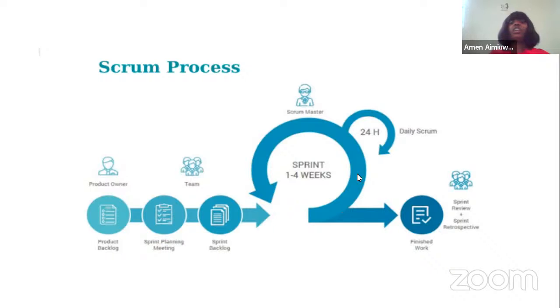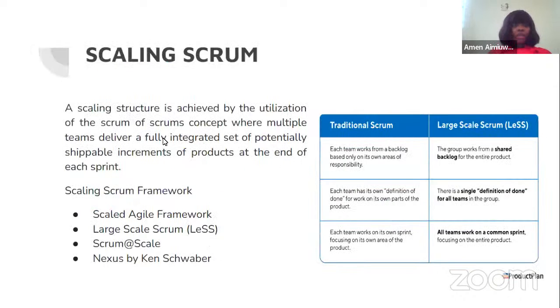Then after that, they create a product increment, which is reviewed during the sprint review by the key stakeholders. And then they have the sprint retrospective, which is where they decide how far they've gone so far, discuss all the problems they faced during the sprint, and also review all the work they've done that was successful during the sprint. And then a product increment is released. Then now let's talk about scaling Scrum.